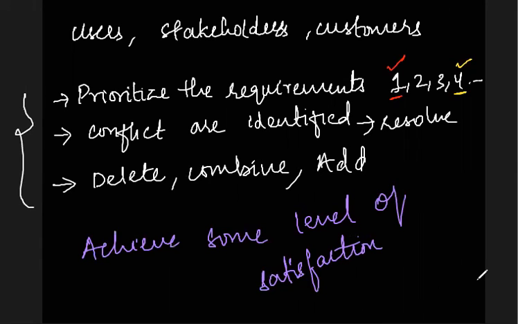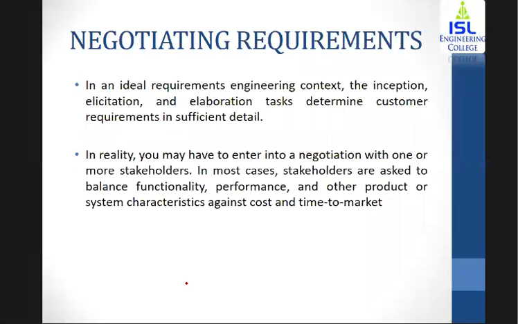Now, this is what is negotiating requirements. So the same thing I've noted down in here. That is, in reality, you may have to enter into the negotiation with one or more stakeholders. In this case, all the stakeholders are asked to balance the functionalities, the performance, and the other product characteristics based upon priorities. You're going to prioritize, and then you're also going to identify if there are any risks that are associated with them.